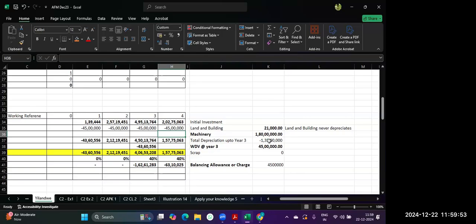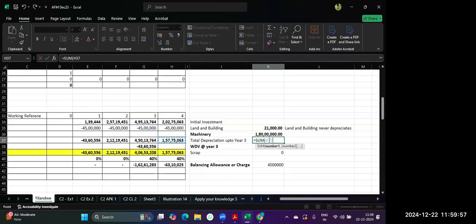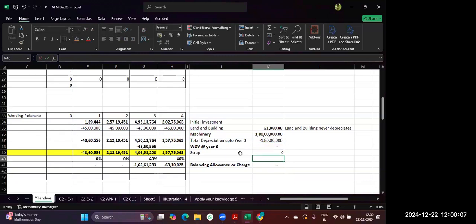If you depreciate in the fourth year, you will take a sum of all the years and your value of machine will be zero and balancing allowance or charge will become zero. Correct? Or you present it as a balancing allowance and charge, because your balancing allowance and charge by default factors in the current year's depreciation also. Got it?